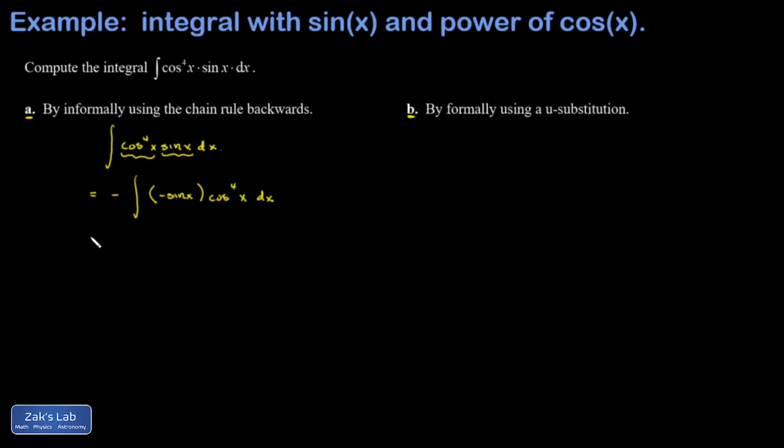I recognize this as the result of the chain rule, and I can just guess the antiderivative of this interior piece. And that's just going to be 1/5 cosine to the fifth, just using the power rule. This is an indefinite integral, so I should have a plus c on there.